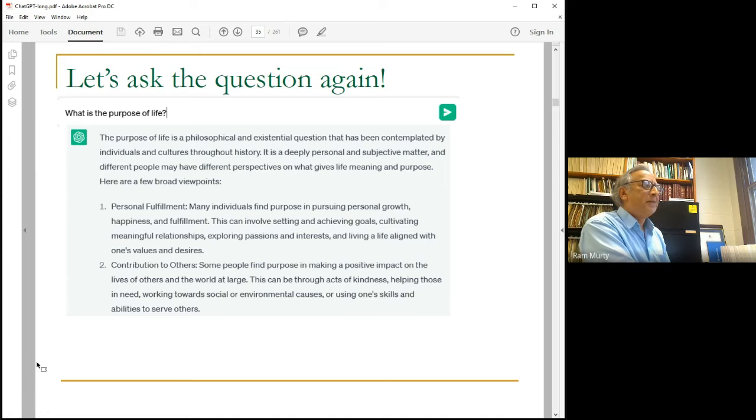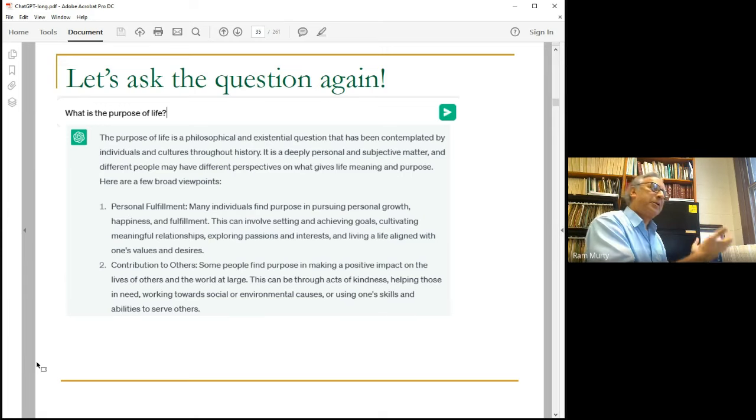The purpose of life is a philosophical existential question that has been contemplated by individuals and cultures throughout history, a deeply personal and subjective matter. Different people may have different perspectives on what gives life meaning and purpose. Here are the broad viewpoints. Number one, personal fulfillment. Oh, what happened to the divine plan? It was number one in the previous answer. All of a sudden, the divine plan is no longer number one. Number one here is personal fulfillment.